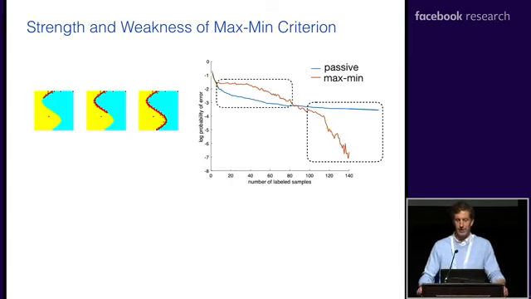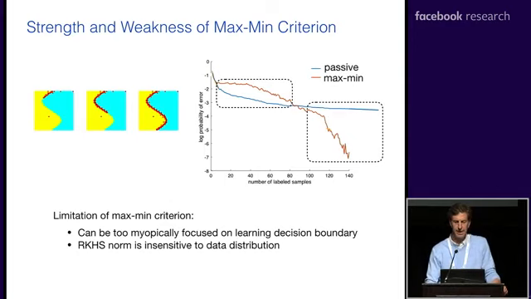Unfortunately, it looks a little weird over here. Initially, random sampling, passive learning, is doing a little bit better than this active learning procedure. What's happening there is that the max-min criterion is nailing just a fragment of the decision boundary, but not the entire decision boundary, and that leaves a lot of uncovered space. So it has this almost phase change characteristic where once you've found the decision boundary, the error drops to zero, but before that, you're missing a lot of the big picture. That's the limitation. It can be myopically focused on learning the decision boundary, and it's not really sensitive to the distribution of the data, and that's another issue.